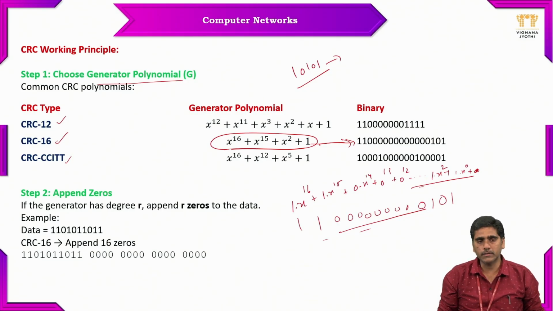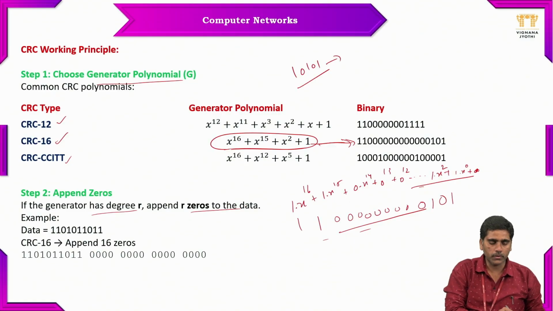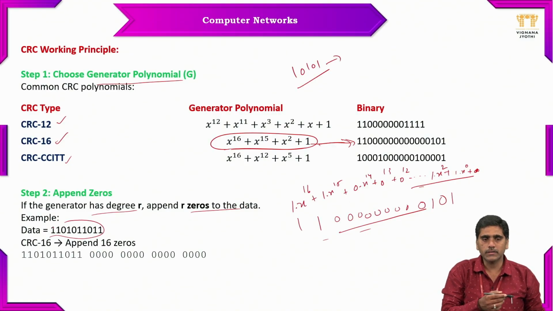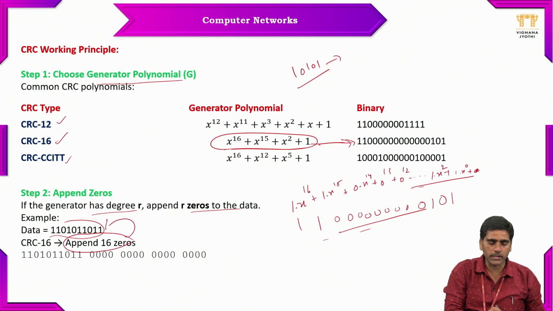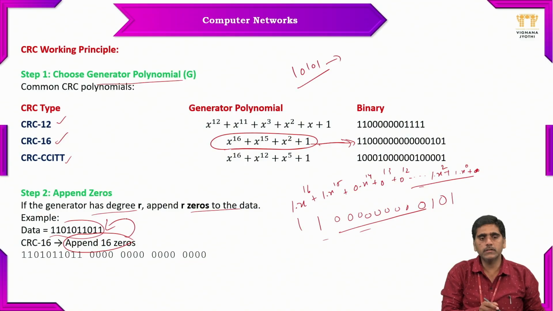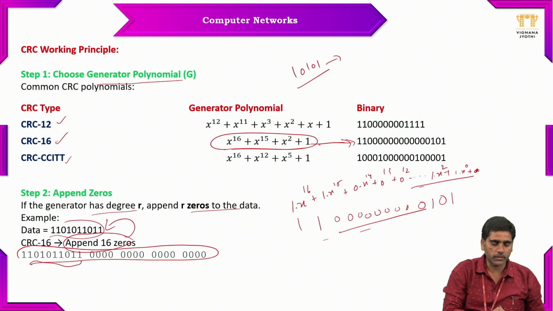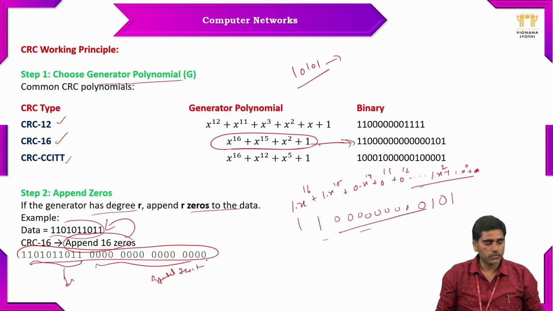The second step is appending zeros. If the generator has degree R, append R zeros to the data. If the generator has a degree of 16 or 12, then that many zeros are added. For example, if CRC 16 is used, you need to append 16 zeros to the data. The appended data has two parts: the first part is the data, and the second part is the appended zeros based on the degree. This is step 2.